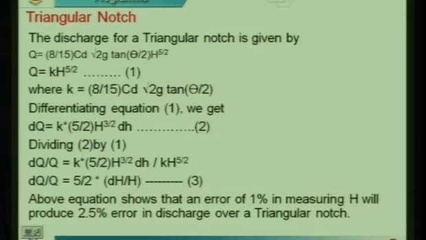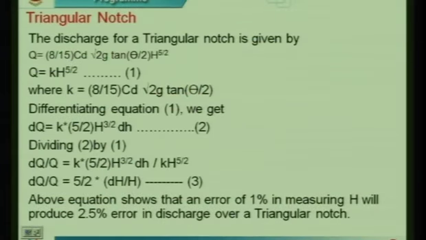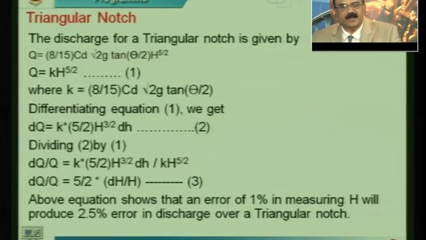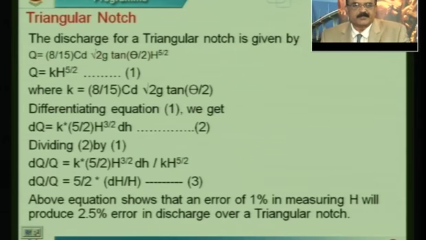As I mentioned, we will follow the same steps here also. First, consider the discharge equation for a triangular notch, which is given by 8 by 15 CD root 2g tan theta by 2 into h raised to 5 by 2. Now remember, once you fabricate a triangular notch, CD is constant and the apex angle is constant. So 8 by 15 CD root 2g tan theta by 2 is constant for a particular triangular notch. I am going to replace that by k. The equation becomes Q is equal to k into h raised to 5 by 2. Call that equation number 1.